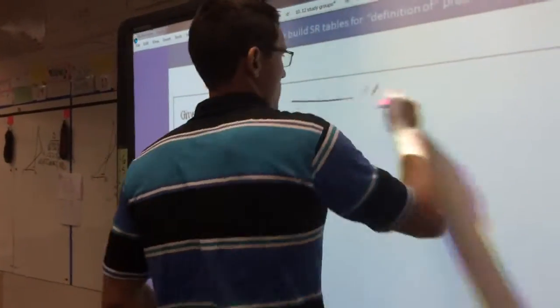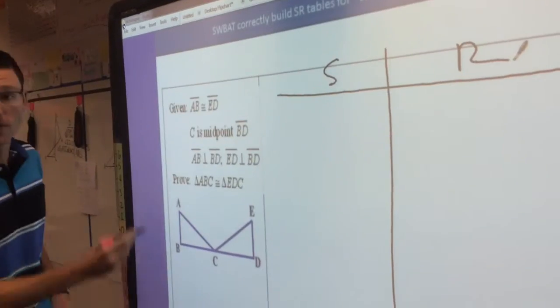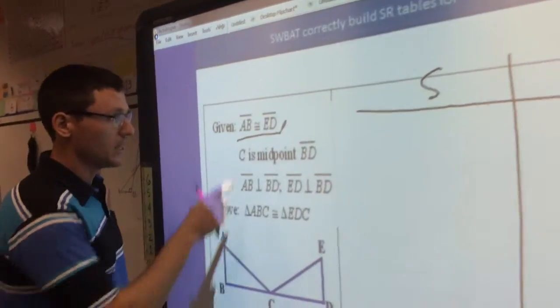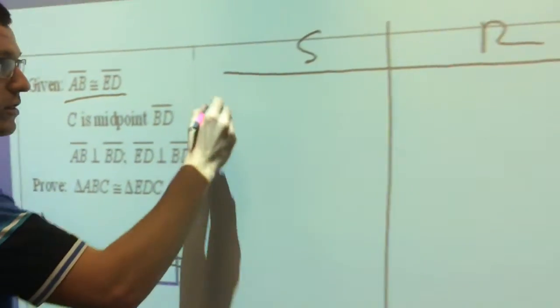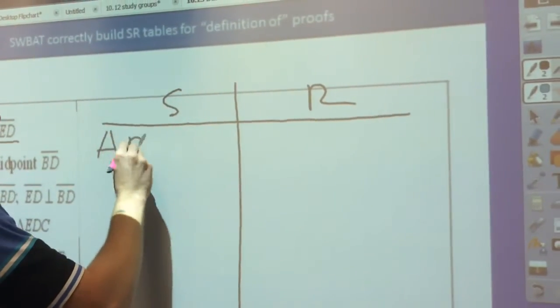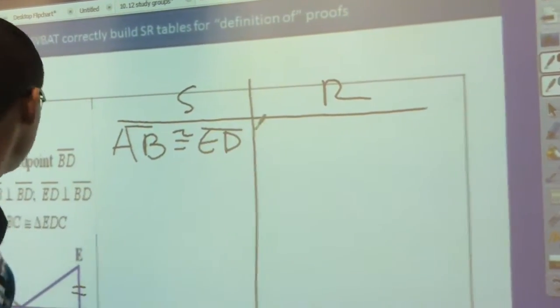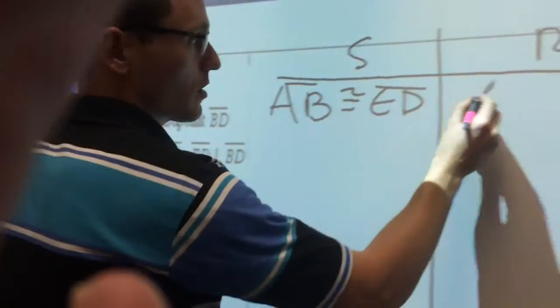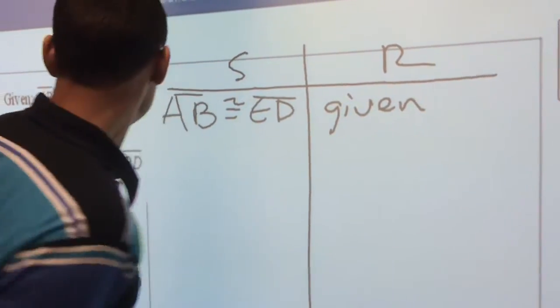We know we're going to make a statement reason table. Okay, and the first thing given to me in my statement reason table is that AB and ED are the same, right? So AB and ED, we can just put that straight into our table. AB is congruent with ED, right? And that was just given to us, so we're just going to write given. Okay, and this is where this problem gets a little bit trickier.